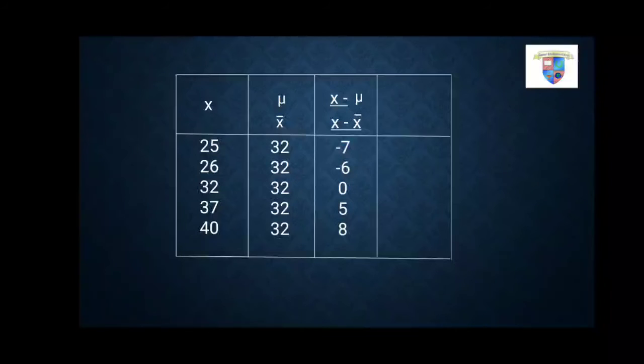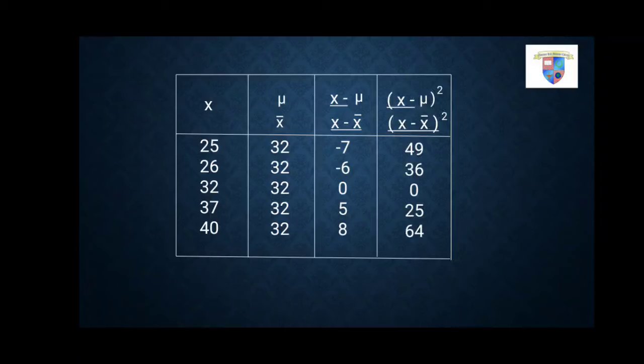So our last column will square the third column. The square of 7 is 49. The second row, the square of 6 is 36. The square of 0 is 0. The square of 5 is 25. The square of 8 is 64.